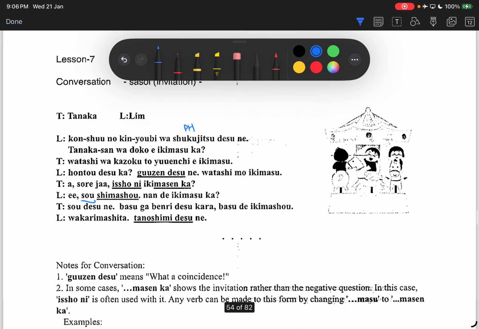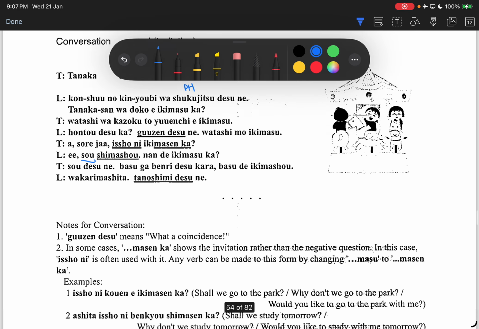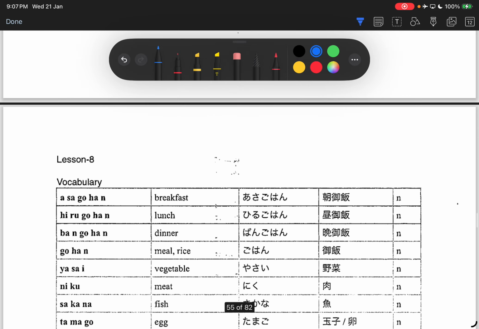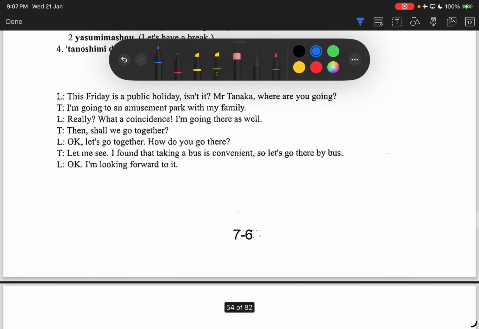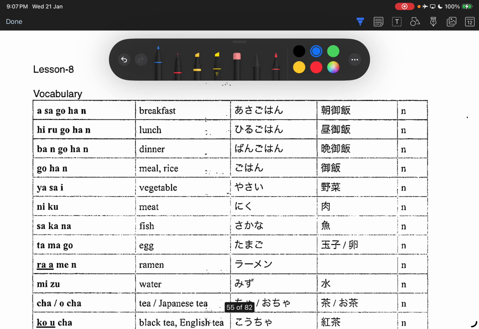Okay, so that was lesson 7, conversation. Congratulations, we have 2 homework, lesson 6 and lesson 7 homework. Alright, please complete the homework. Any questions? No questions, we go on to lesson 8. Lesson 8, vocabulary list. Start from the first one, just repeat after me.